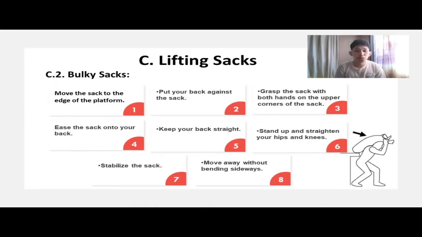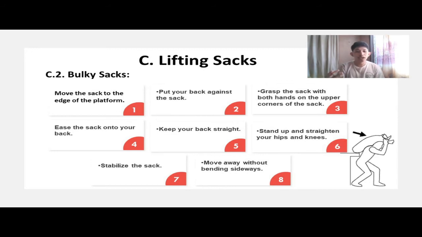Now let's proceed to lifting bulky sacks. So bulkier sacks are bigger and probably heavier compared to the first one that we have discussed. So this kind of sack is easier to carry on your back. So you will have more support on the load. So lift onto your back from a platform as described in the figure that you can see on your screen right now.